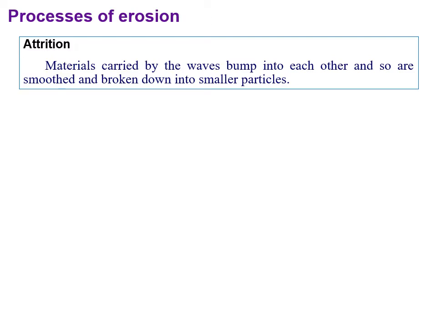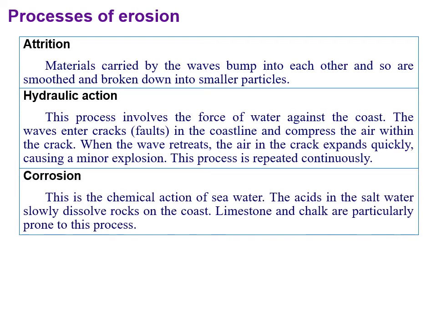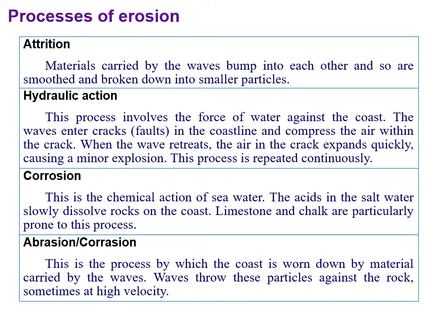First is the erosion occurring in the coastal areas. Erosion in the coastal areas occurs through different processes. The first process is known as attrition, where the materials carried by the waves or seawater mutually collide with each other, and therefore they often break and form smooth, rounded surfaces. This mutual colliding of wave-borne particles with each other is known as attrition.